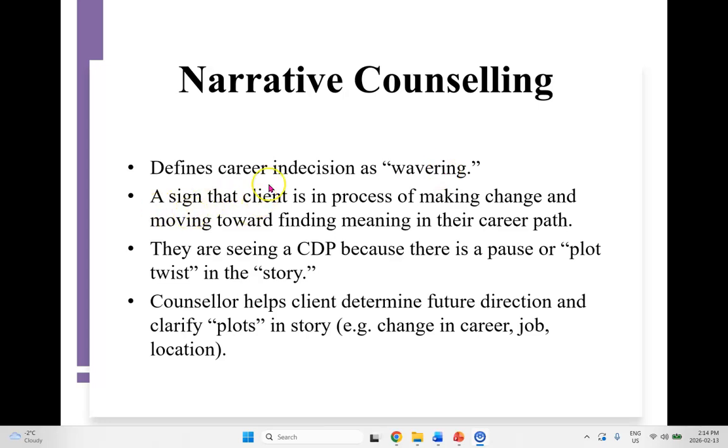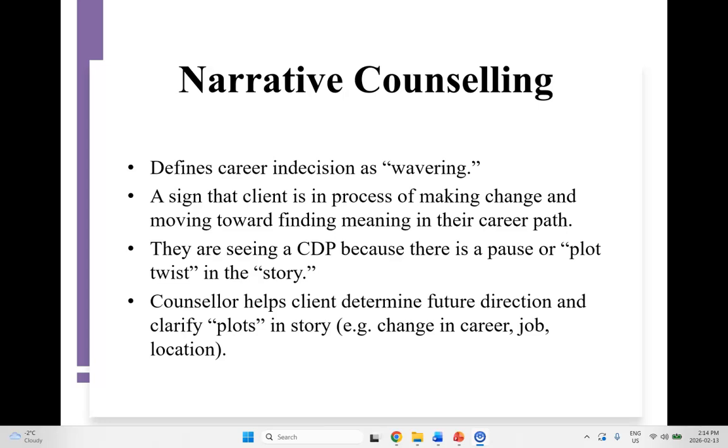This is a sign, according to narrative counseling, that the client is in the process of making change and moving toward finding meaning in their career path. Now, that all sounds very nice, but it's also quite often very uncomfortable. We've talked through chapter 10, theories of change and transition, how uncomfortable that can be in different parts of the process. So just because the client is uncomfortable doesn't mean that this is not a necessary part.